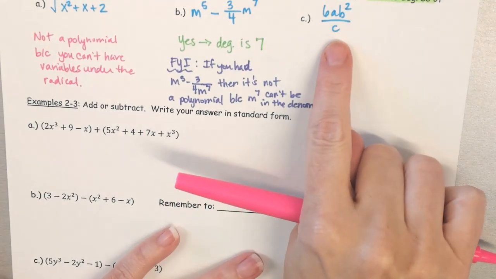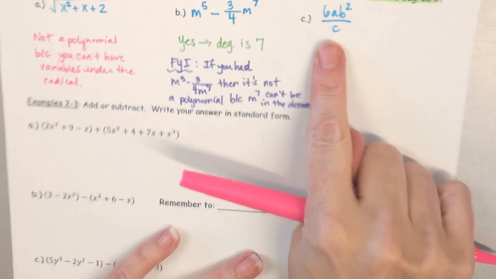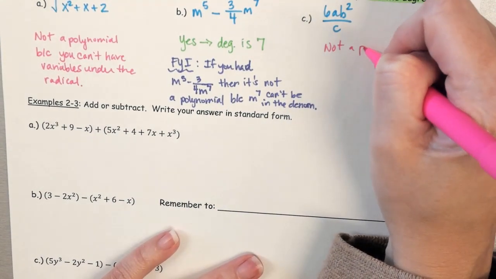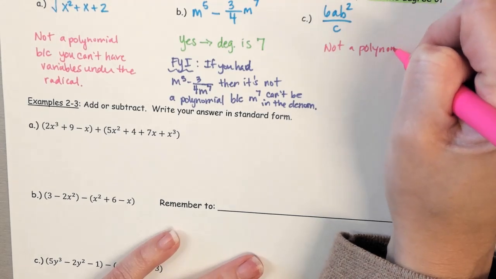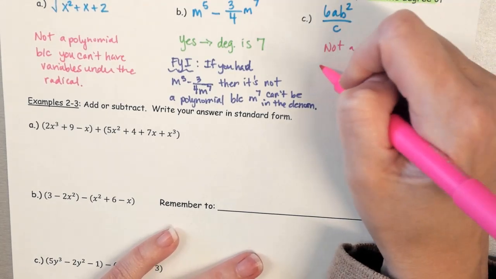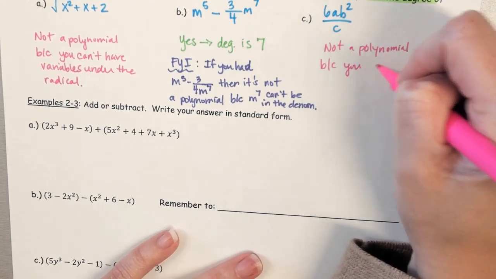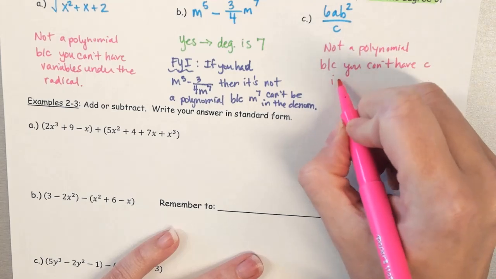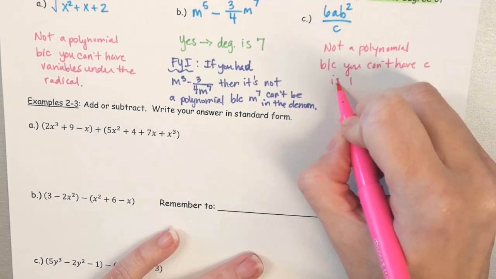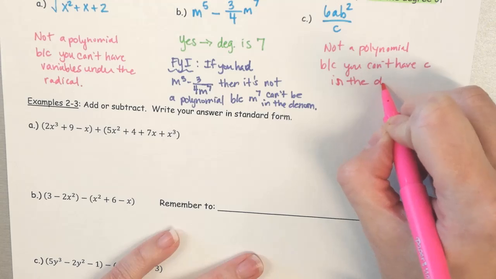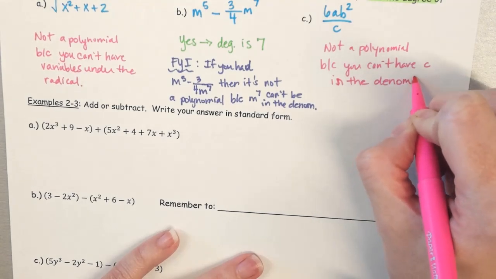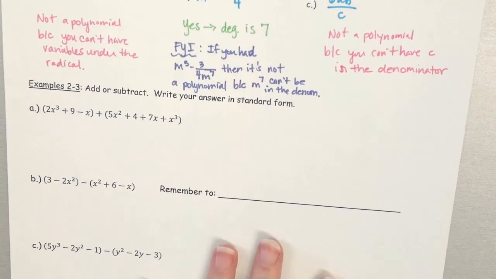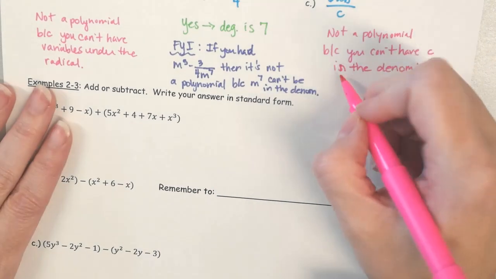Okay, and again, you have this variable in the denominator, so you can't have that for a polynomial. So it's not a polynomial because you can't have c in the denominator. Okay, so not a polynomial because you can't have c in the denominator.